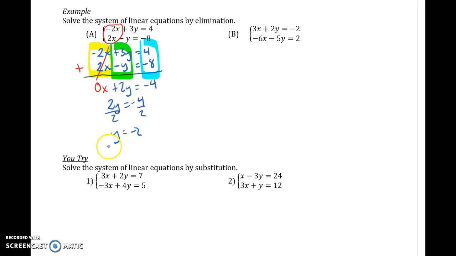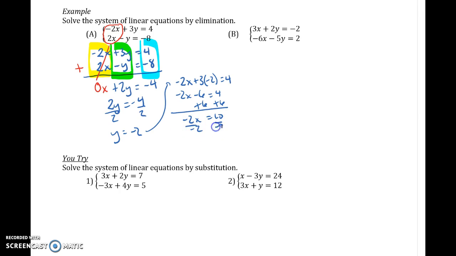Once we have our y value, we can go back and plug it in for x. It doesn't matter which equation you use. I'm just going to go ahead and use the top one. And then I'm going to plug in negative 2 for y. Right? And then I'm going to get negative 2x minus 6 equals 4, and then again just use your inverse operations to get what x equals. And once again, always for us right now, write your solution as an ordered pair. Okay? Feel free to check if you want to double check that your work is correct.